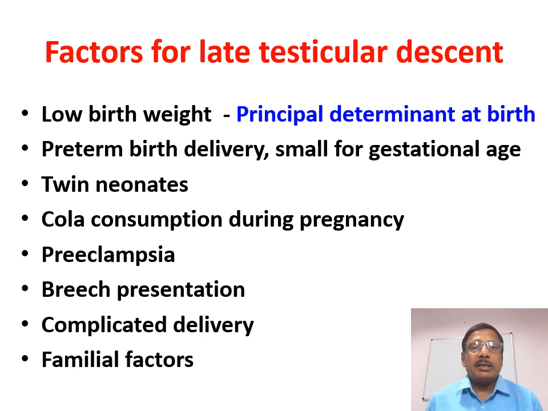Then there could be some familial factors, means if the father had undescended testes, then his son may have a higher incidence. If one brother has undescended testes in the family, the next one will have a higher incidence. So this should also be taken into account. That means whenever we are taking history, we have to take the prenatal history, we have to take the family history, and we have to look for all other risk factors.